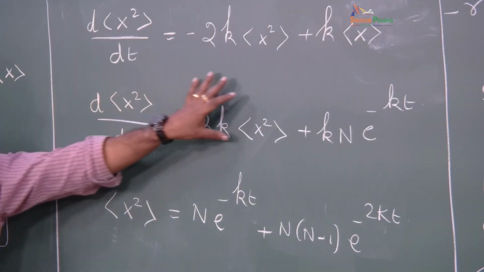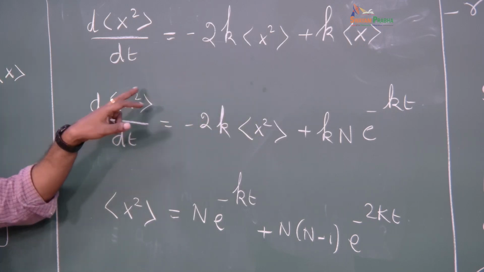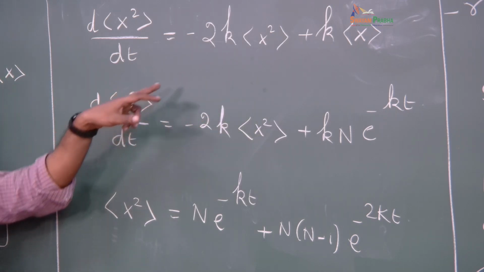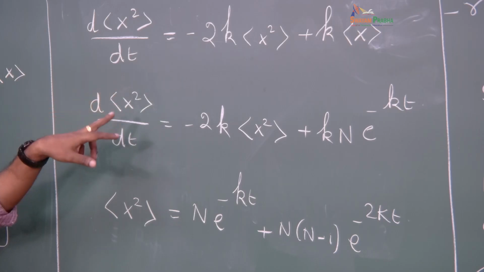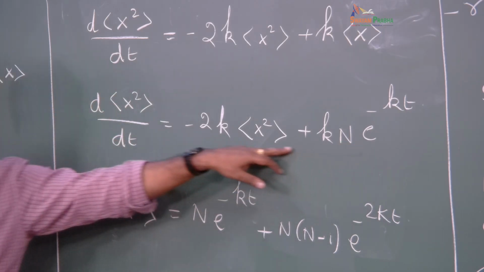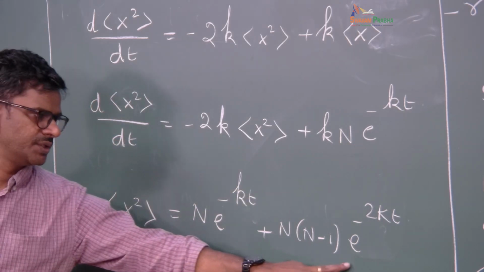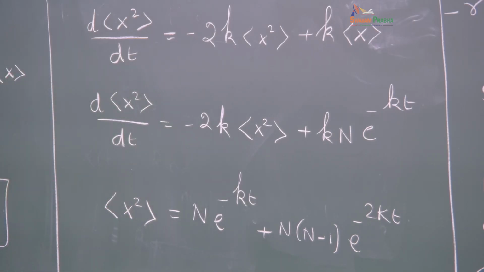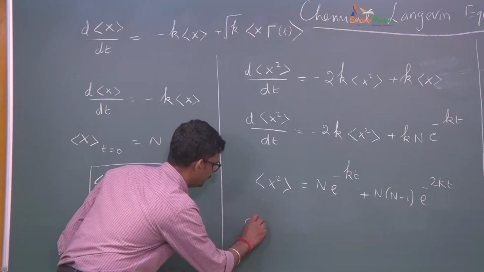You will have an initial condition for this also: x square at t equal to 0 will be n square. If you use that initial condition and solve this analytically, you will get this equation. And here we can write the variance in x.